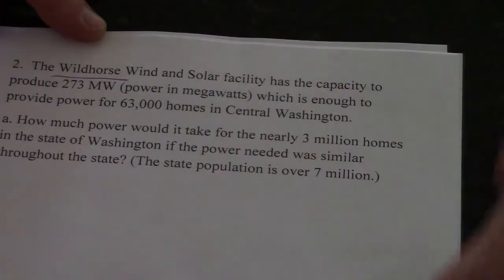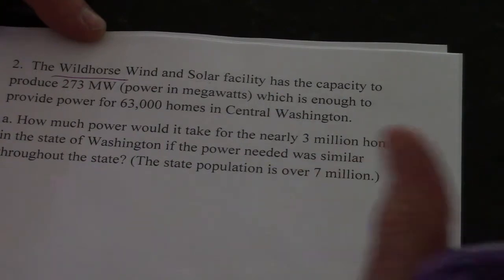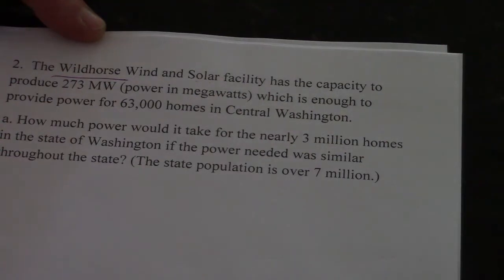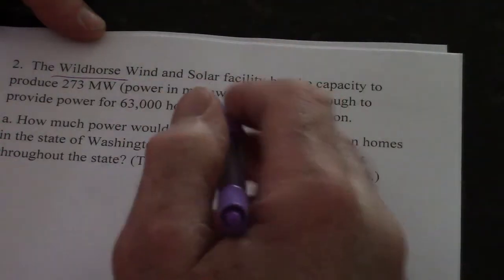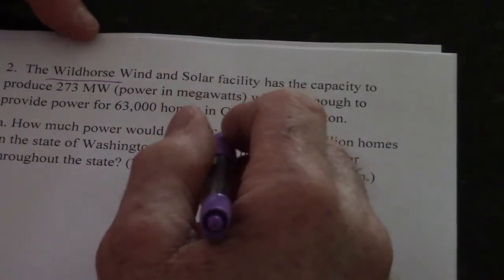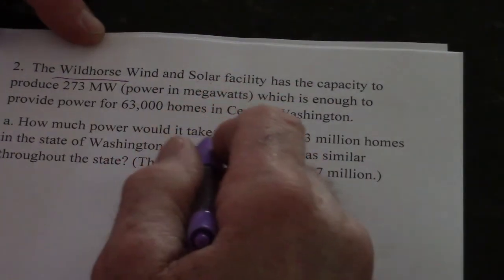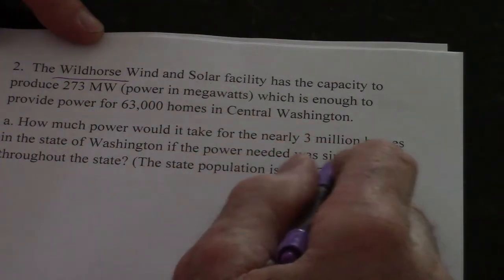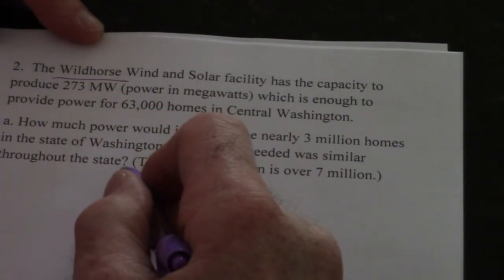So the big wind generators that you see up by Vantage on the way from Ellensburg to Vantage, a lot of those are from Wild Horse. There's actually another facility that has wind generators there also. But how much power would it take for nearly 3 million homes in the state of Washington if the power needed was similar throughout the state?